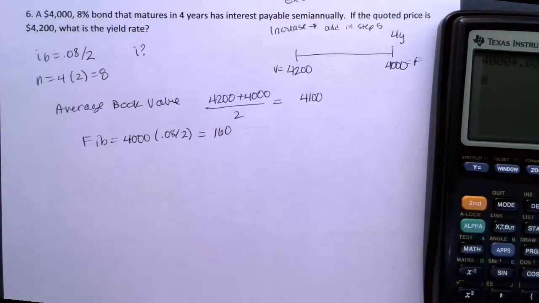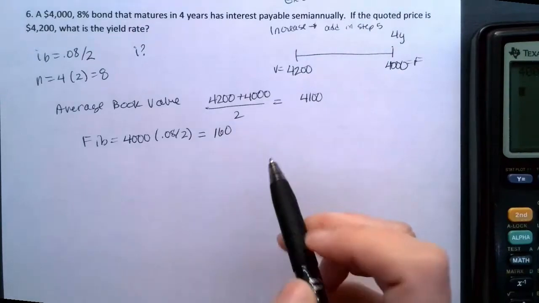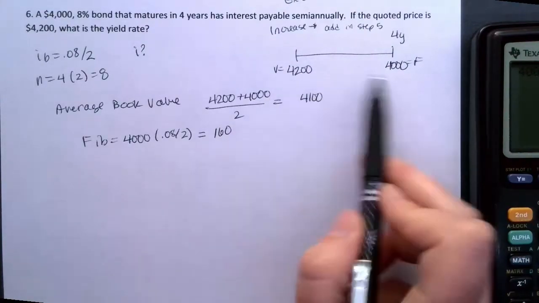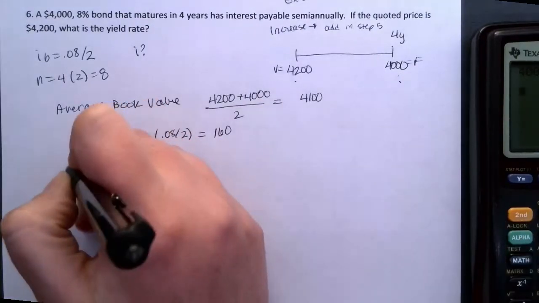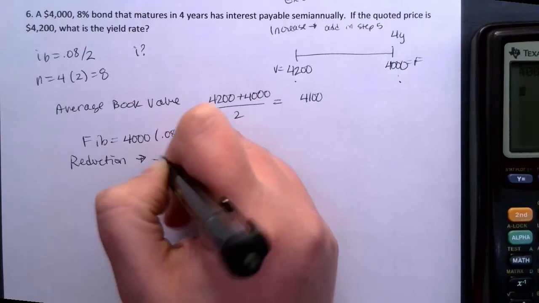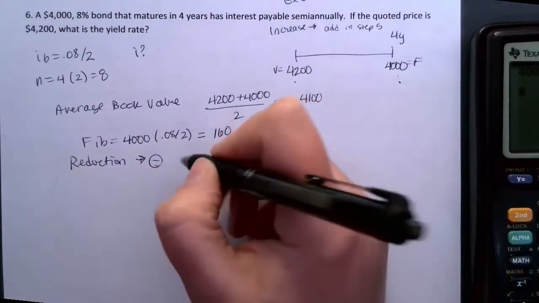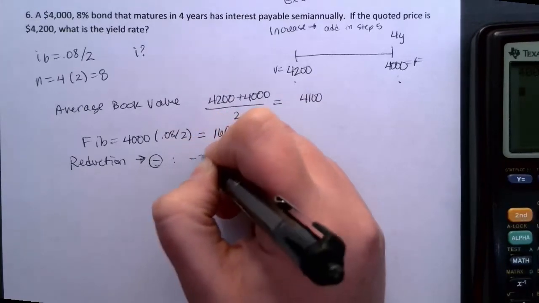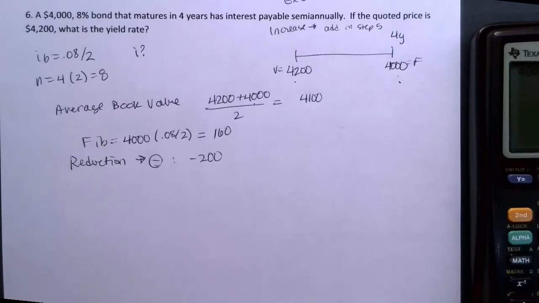Step 3 is we figure out if it's a reduction or an increase. So here we are decreasing because we're going from 4,200 to 4,000. So it's going to be a reduction. So that means we're going to have a negative number. Okay, a negative number, and then that's going to give us negative $200 because we're going from 4,000 minus 4,200, so negative $200.